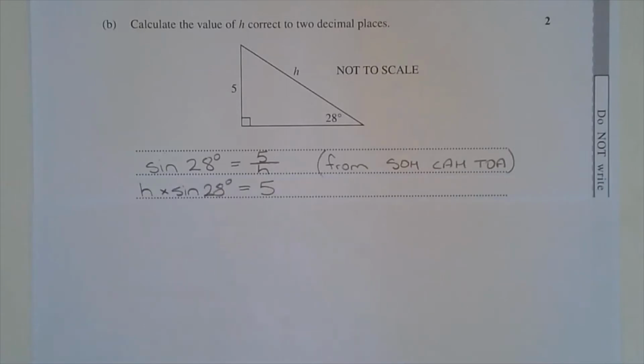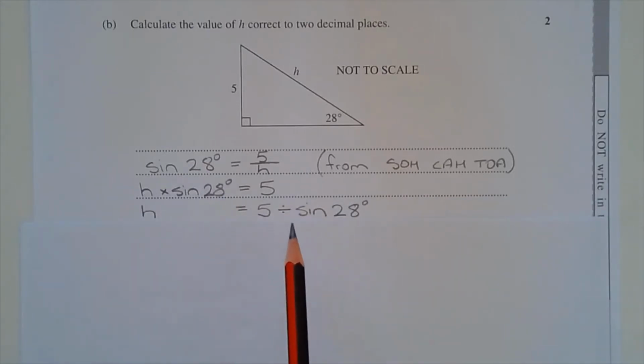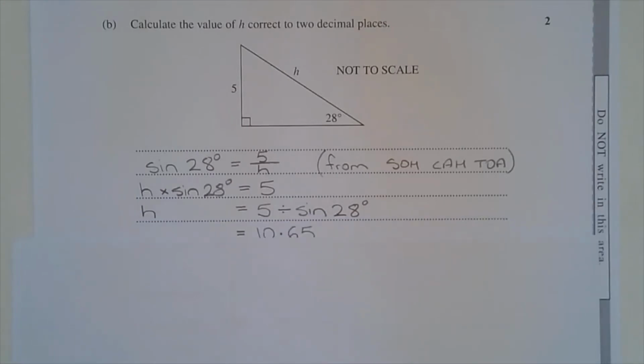The next thing is to multiply both sides by h, or I could move the h over and multiply the sine 28 degrees by h, and that equals 5. Now to make h the subject of the formula, we would need to divide both sides by sine 28 degrees. So h equals 5 divided by sine 28 degrees. And evaluating that, we get 10.65.